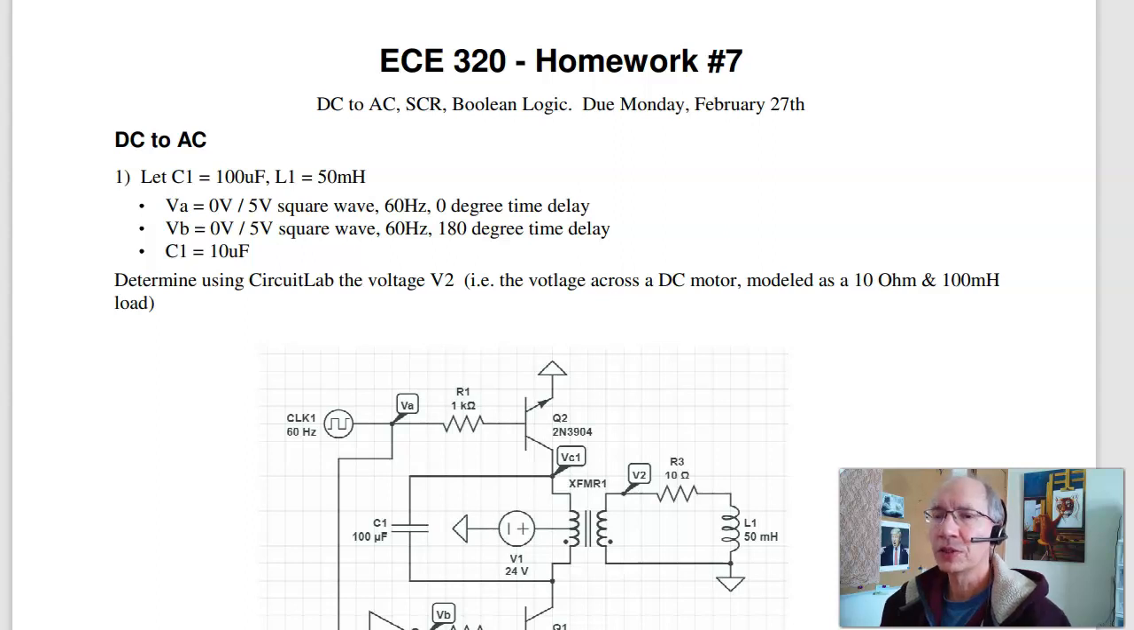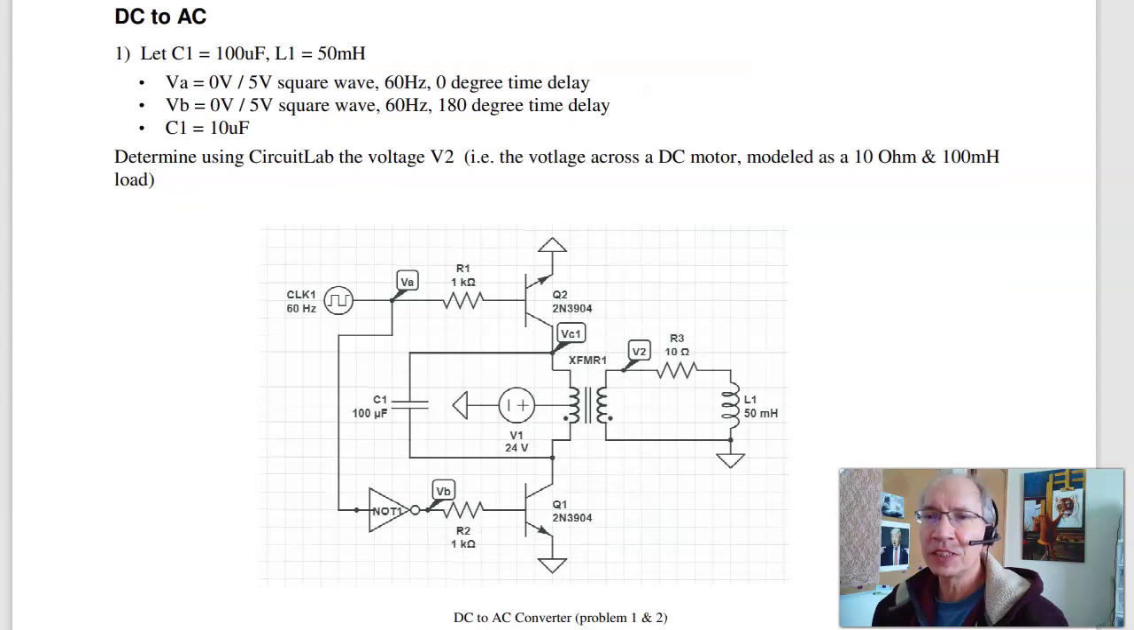Here are solutions to homework set number 7 for ECE 320 Electronics 1. This homework looks at DC to AC converters, semiconductor relays, and Boolean logic. Now the first problem is a DC to AC converter.